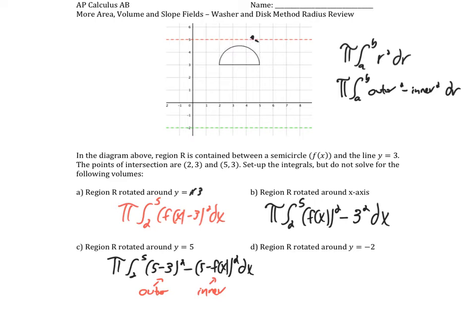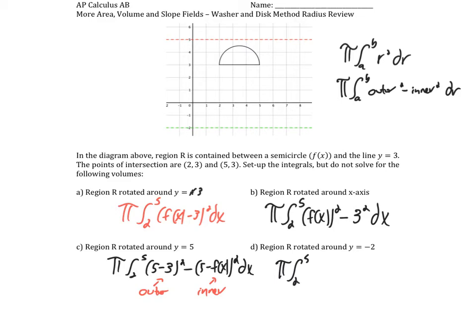All right, so hopefully you gave it a shot. Let's walk through this. Since we are rotating it around the line y equals -2, and the region R is never touching the line y equals -2, this is going to be a donut. So I know I'm going to be pi. My bounds are still going to be 2 to 5.